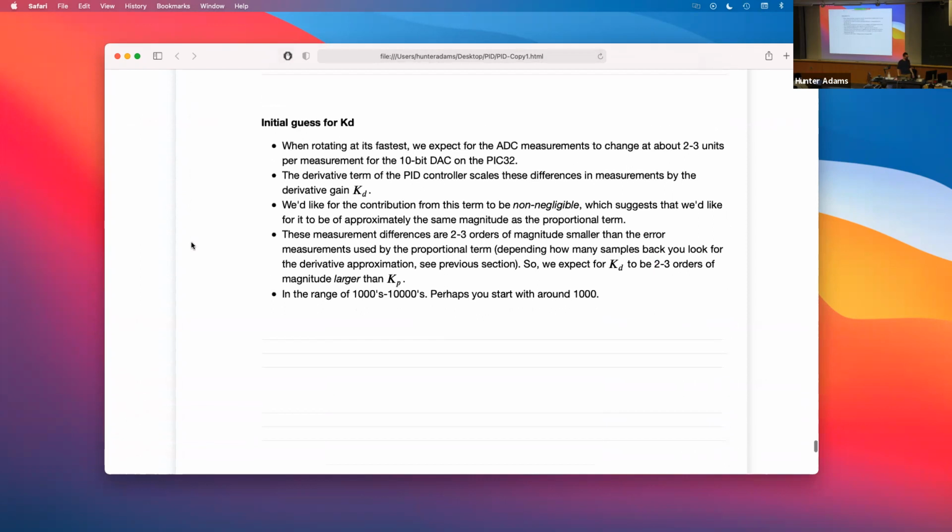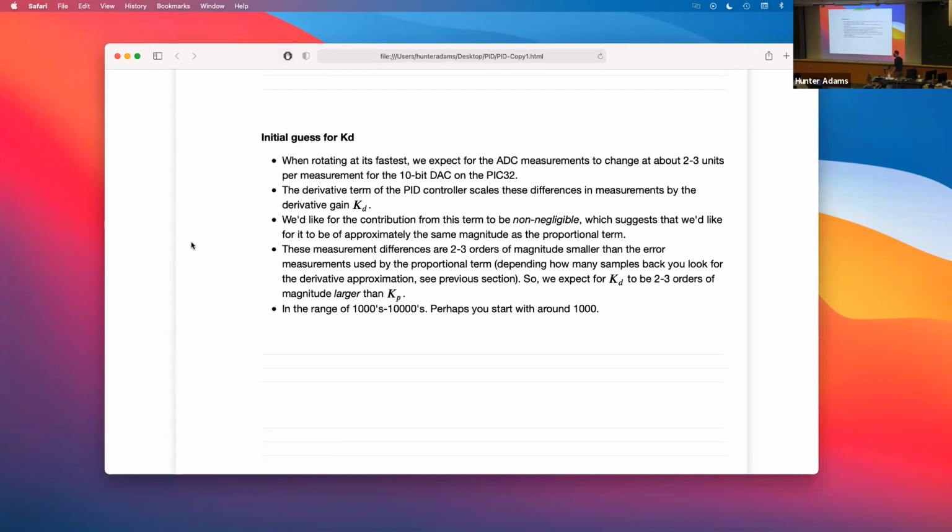How about the derivative term, which, as I mentioned before, is the next term that I suggest you add? When you're starting to build a controller, start with proportional, turn it up until you get oscillation, and then add some derivative. As I already said, when this is rotating at its fastest rate, the ADC measurements are changing at 2 to 3 ADC units per measurement. We're going to take those differences and scale them by the derivative gain, KD.